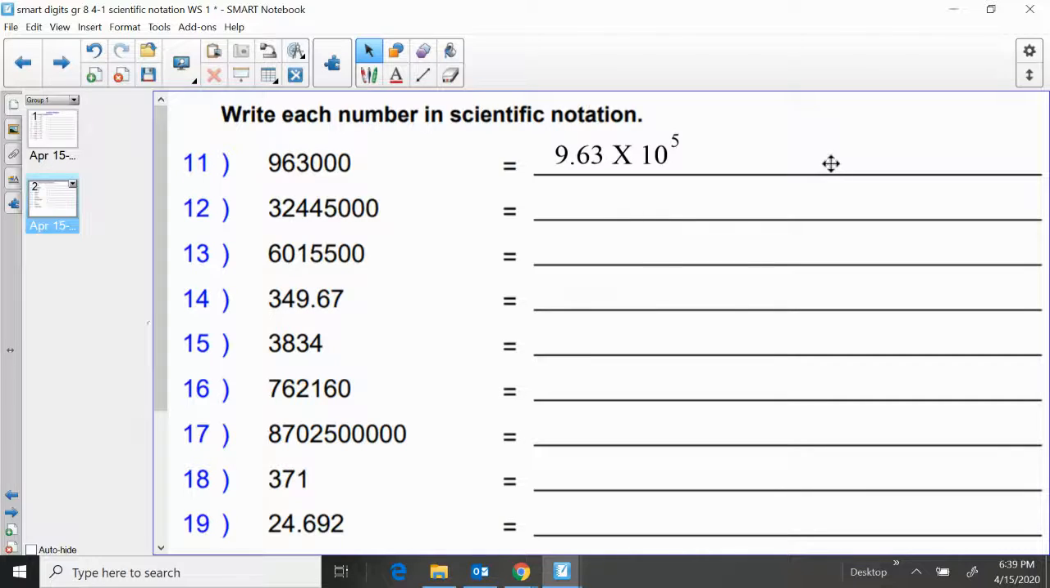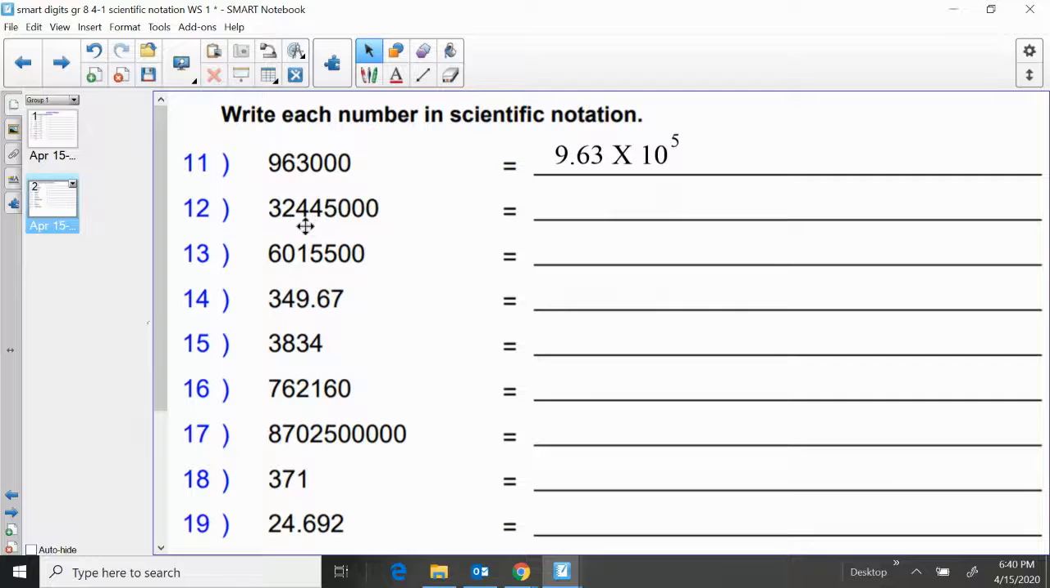So what I have to do is imagine that there's a decimal point here, and then to get to the end, how many times would I move it? Once, twice, 3, 4, 5 times, which is my exponent. So I imagine the exponent is there, 9.63. How many times did I move it? 1, 2, 3, 4, 5 to the 5th power. Okay.